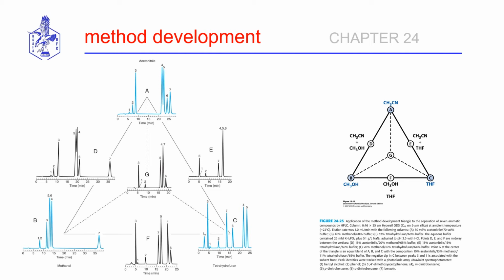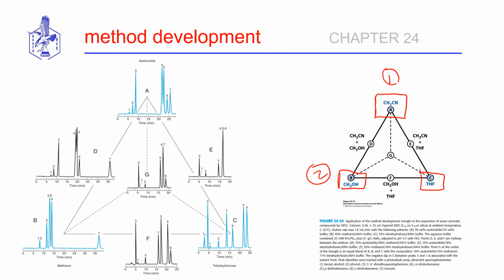So typically we will look at a mixture of 3 different solvents. This is acetonitrile, this is methanol, and this is tetrahydrofuran. Okay, so if we're going to use a combination of 3 solvents, we can collect a spectrum. We can collect a chromatogram in which we use this solvent and this solvent.